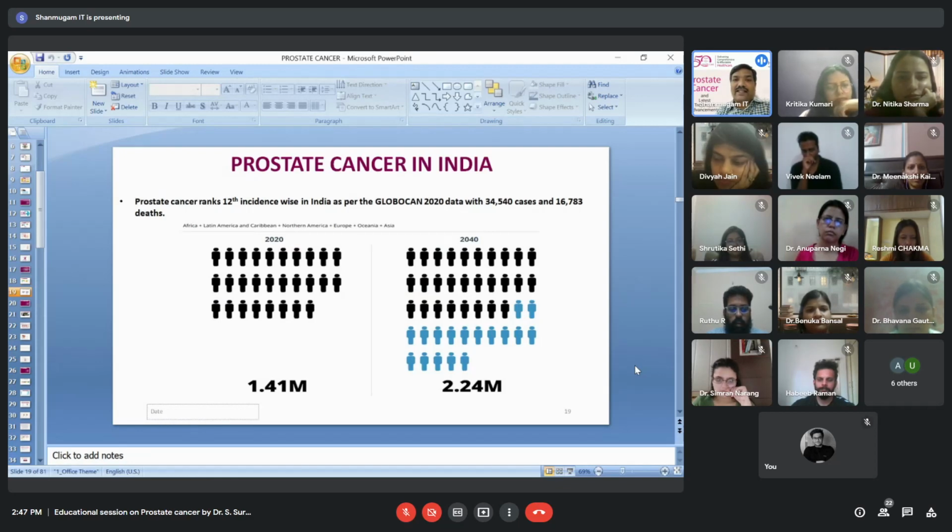And this is the cancer incidence in India. This is the global data, 2020 data, and it was around 34,540 cases, ranking 12th among all cancers in males. And the deaths were around 16,783 patients. But by 2040, it is expected to nearly double from 1.41 million to 2.24 million.